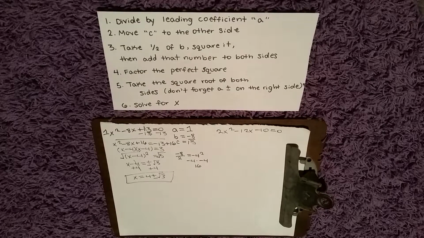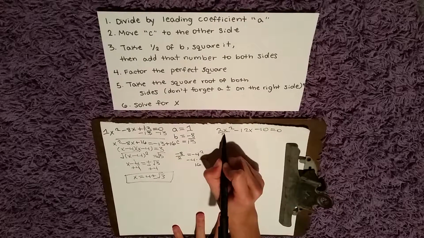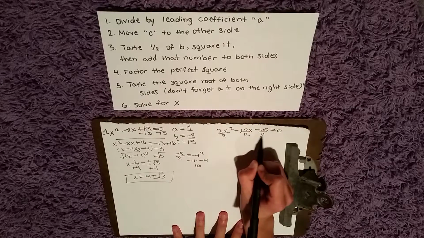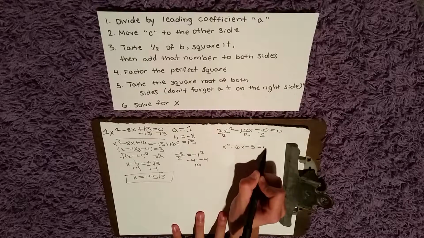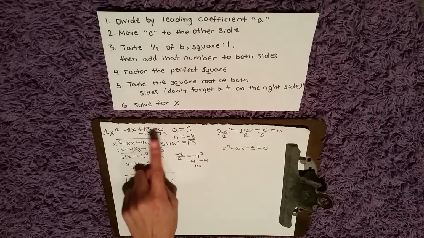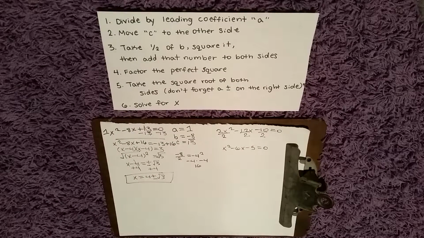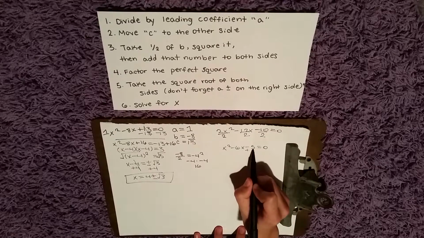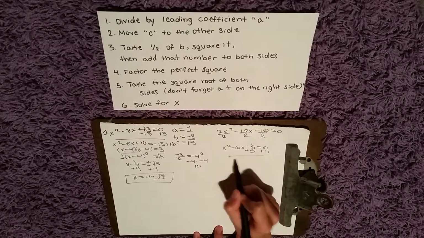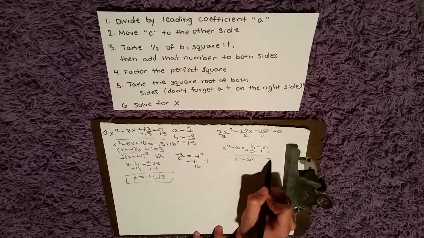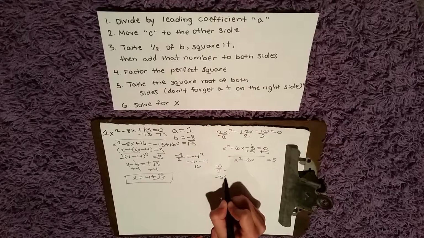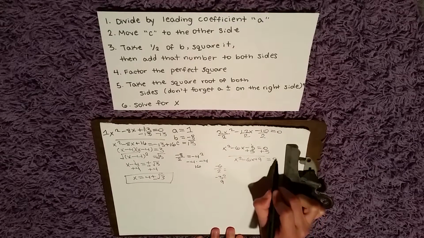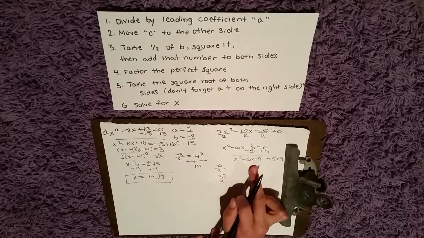So we're going to do the same thing, but we're going to do step 1 this time, which is divide by leading coefficient A. In this case, it's 2, so we're going to take 2 and divide all the numbers by it to get x squared minus 6x minus 5 equals 0. So now we have an equation that looks very similar to the one that we started with on this side. Step 2 says to move c to the other side. And now we're going to take half of b squared, which is negative 3 squared, which is 9. So we're going to add 9 to both sides. And now we have that perfect square again.